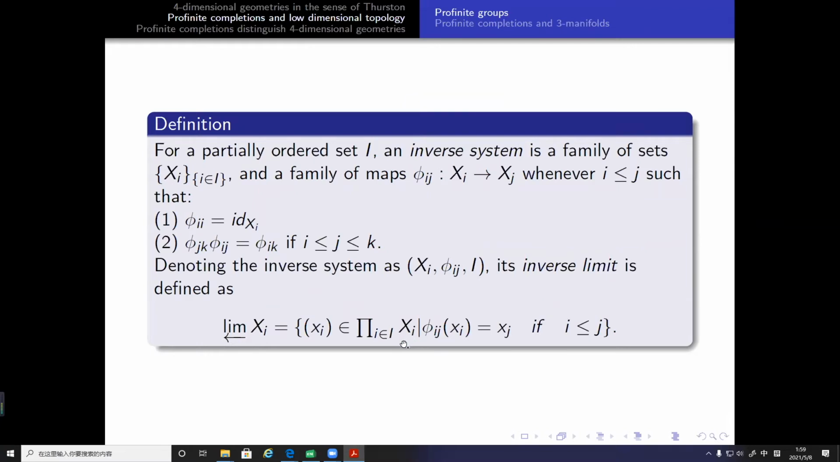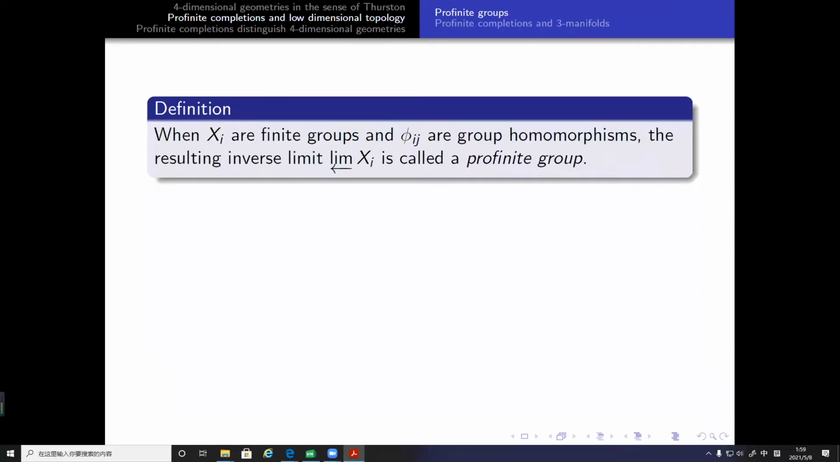All of you may be very familiar with profinite completions and profinite groups, so maybe I should talk about this part very quickly. For a partial order, a universal system is a family of sets like this, and then we can define its universal limit like this. For today's purpose, we just consider profinite completion. Here we take finite groups and group homomorphisms. Then the resulting universal limit is a profinite group.